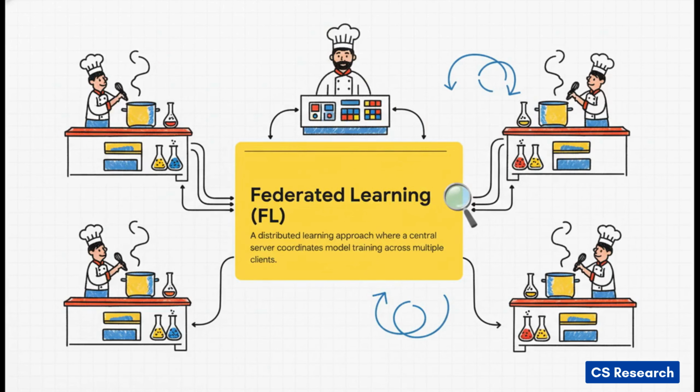The easiest way to think about it is like a huge team of cooks, and they're all in their own separate kitchens. They're all working together to perfect one grand, complex recipe. But here's the thing: none of the cooks ever share their secret ingredients. They just work together to make the master recipe better. And in this whole setup, the central server, that's the head chef calling the shots.